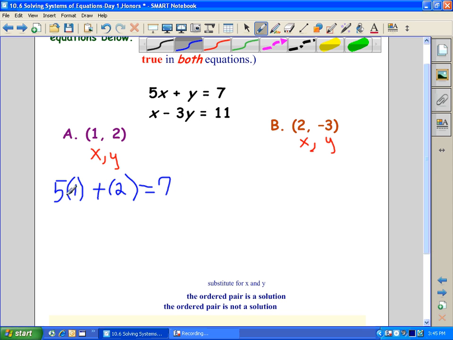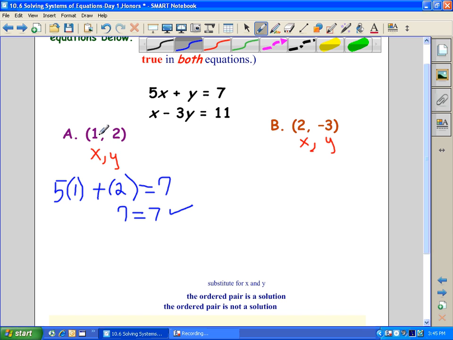Let me check my math here. 5 times 1 is 5 plus 2 is 7. So does 7 equal 7? Yep, that's a true statement so far. So this ordered pair works in that first equation. Now, plug it into the second equation. Once I plug it in there, if it's true, it is a solution.